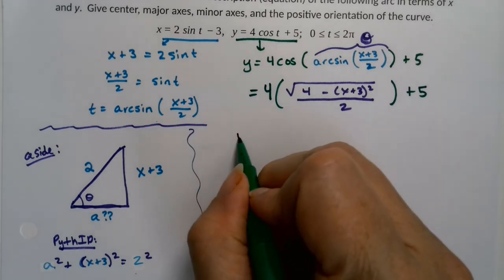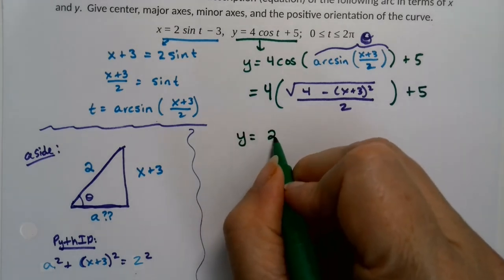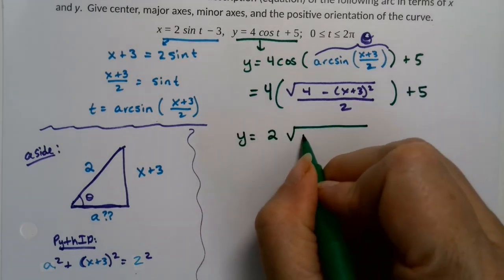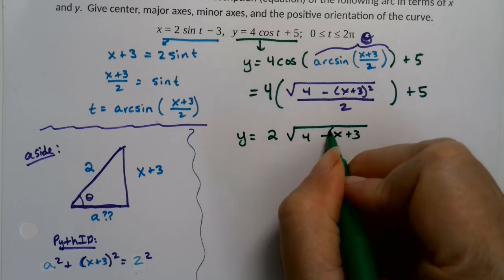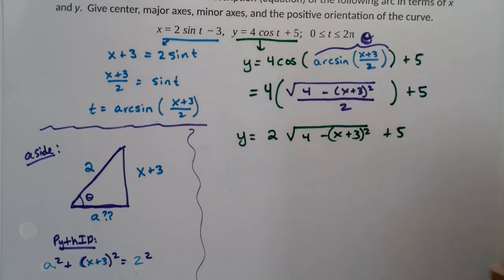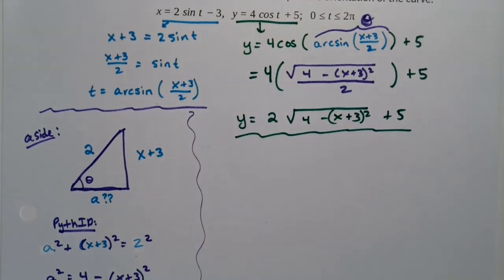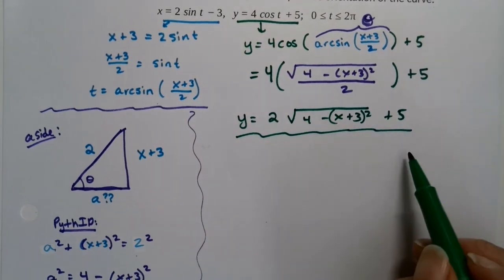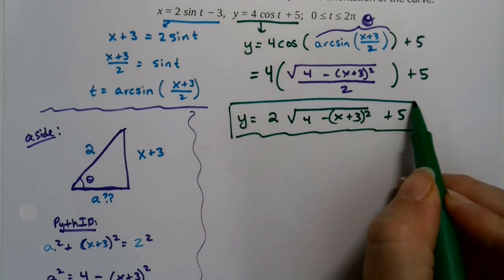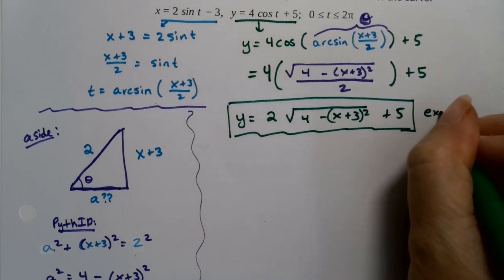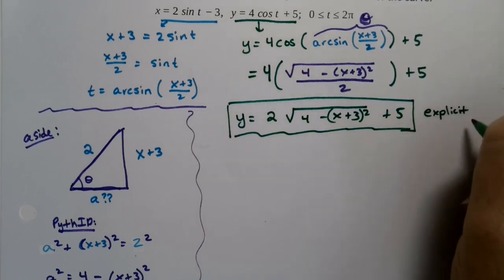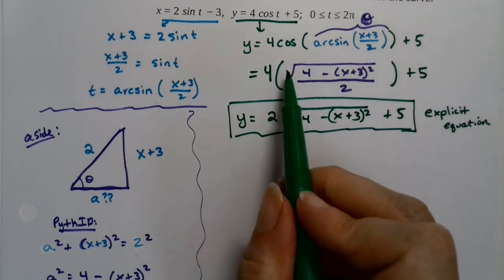So that means that y is 2 times the square root of 4 minus (x plus 3) squared, plus 5. All right, well, that's all well and good. I mean, technically I've eliminated the parameter, but this is terrible, right? So this is an explicit equation, but it's not very good. And then of course we kind of fudged the whole plus or minus thing.